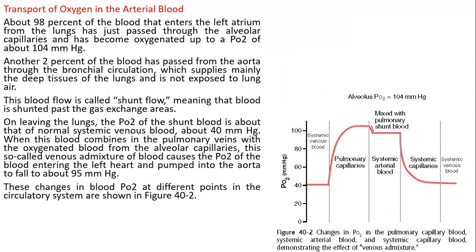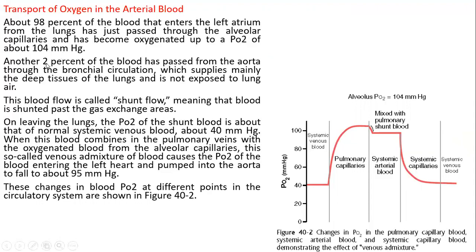Transport of oxygen in the arterial blood. About 98% of the blood that enters the left atrium from the lung has been passed through the alveolar capillaries and become oxygenated up to 104. And 2% of the blood has passed from the aorta through bronchial circulation, which supplies mainly the deep tissue of the lung as it is exposed to the lung air. The blood flow is called shunt flow, meaning the blood is shunted past the gas exchange area.